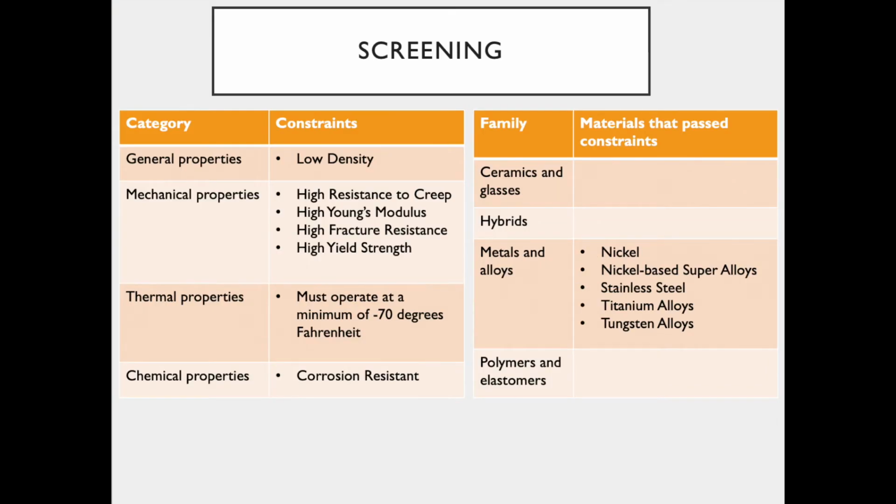Here's my screening slide, and on the left I have my constraints from the previous slide. The only ones I wasn't able to put into the material selection software were high resistance to creep and corrosion resistance, but I was able to put all the other constraints into the limit tree. The materials that passed those constraints were nickel, nickel-based superalloys, stainless steel, titanium alloys, and tungsten alloys.